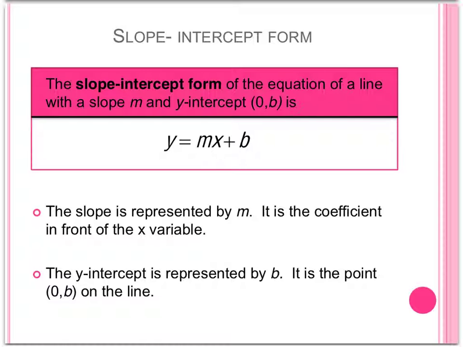The slope-intercept form of the equation of a line with the slope m and y-intercept (0, b) is y equals mx plus b. So we see the slope is represented by the coefficient in front of the x variable. The y-intercept is represented by b, so the b is our y-intercept, and it is the point (0, b) on the line.